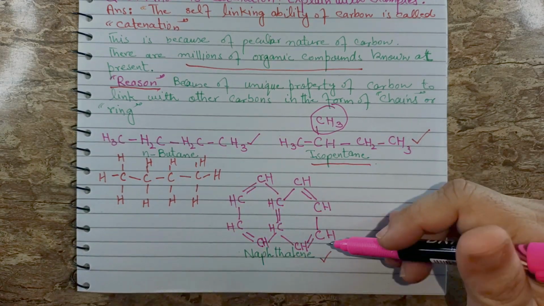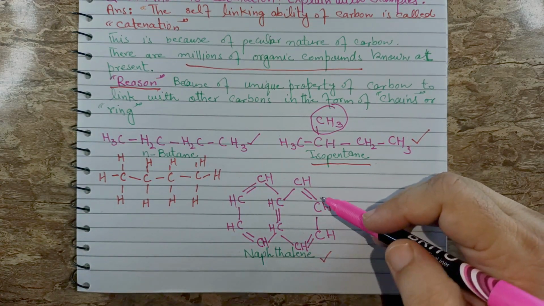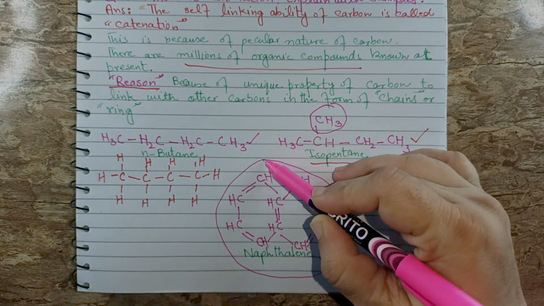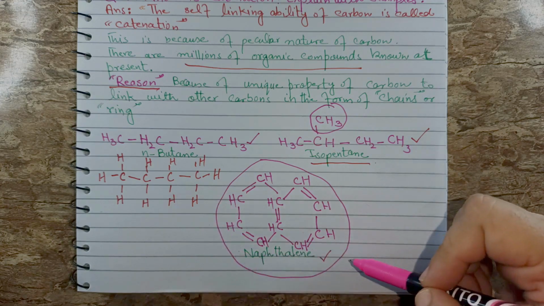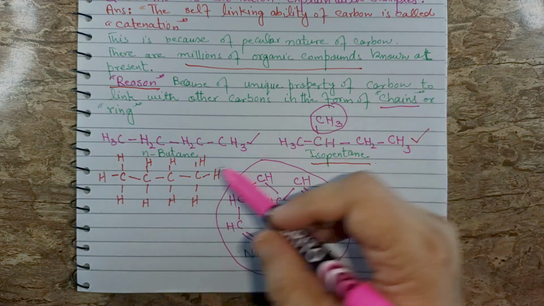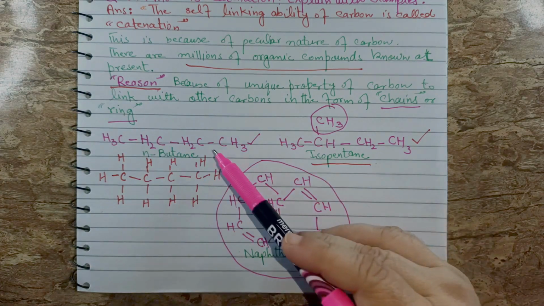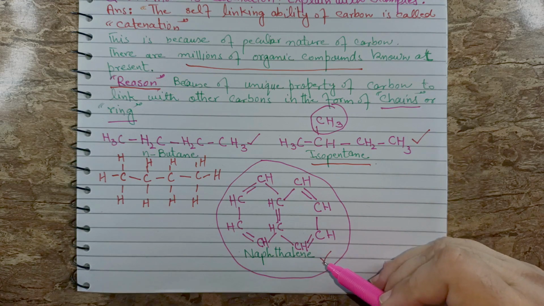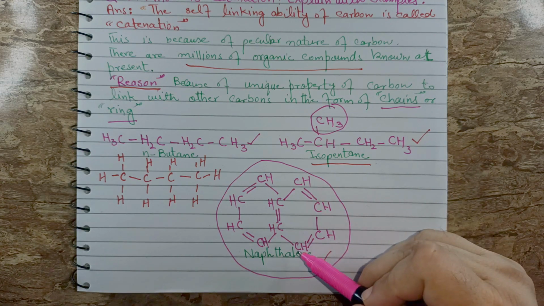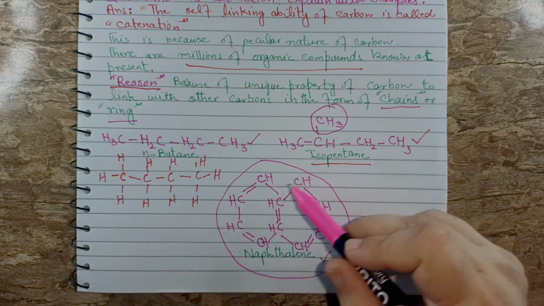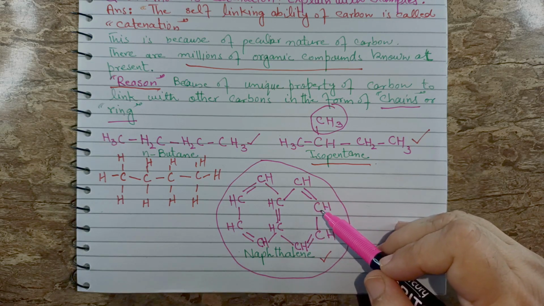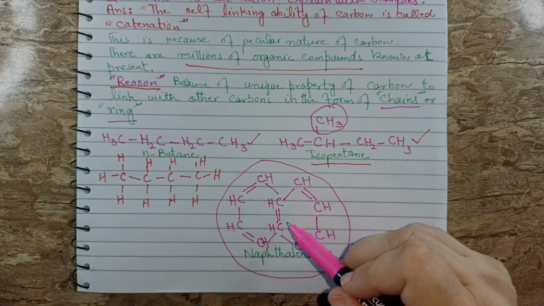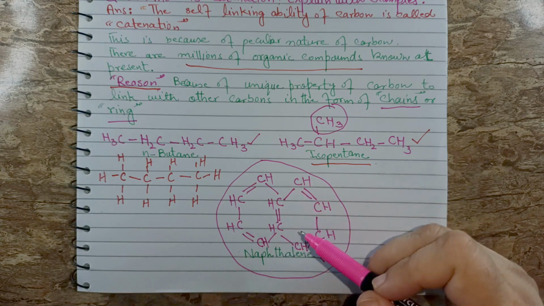Then I have given here another example of a cyclic hydrocarbon. As I have said, catenation means that carbon can form chains or rings. These are the examples of carbon forming chains, but this is the example in which you can see that carbon is linked or attached to one another in the form of a ring. In this naphthalene, you can see two benzene rings which are fused to each other.